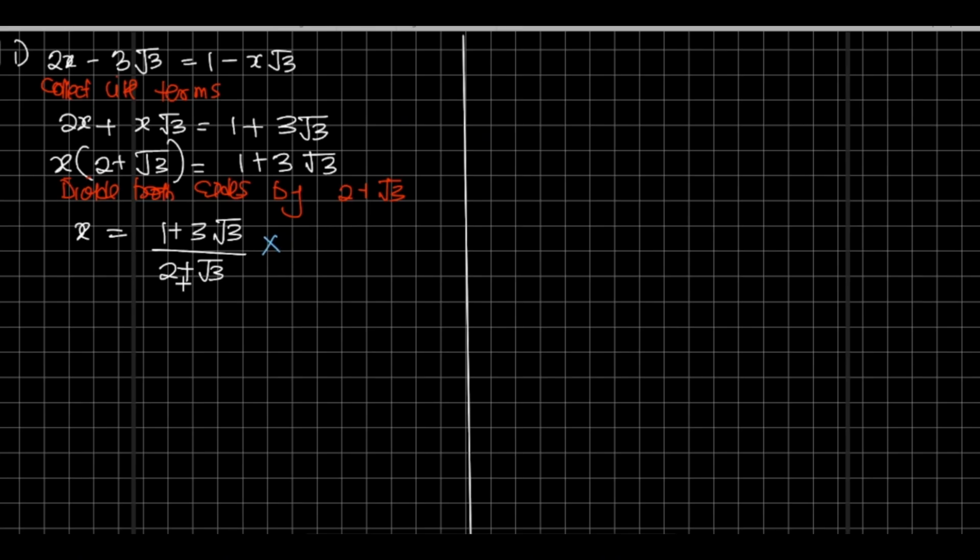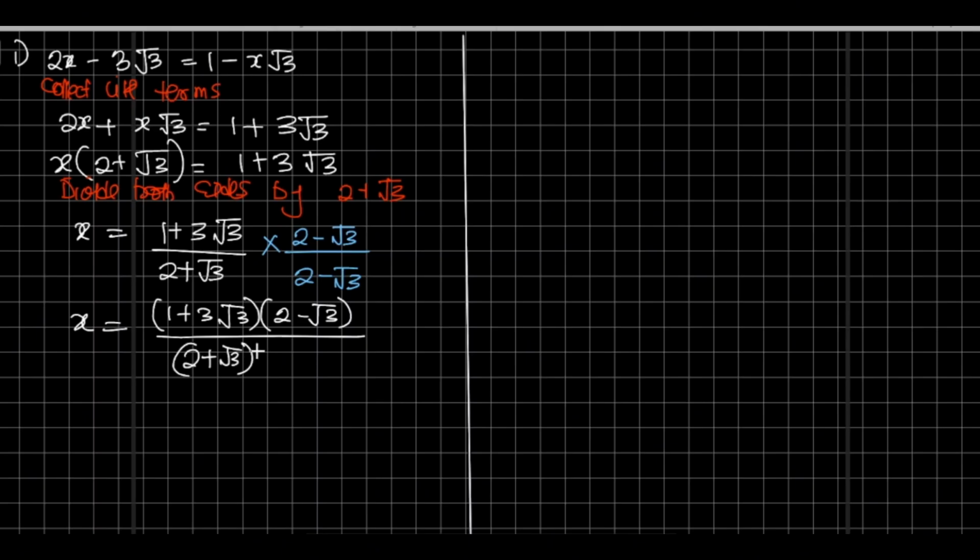We rationalize the denominator by multiplying the numerator and denominator by the conjugate. So that will be 2 minus root 3 all over 2 minus root 3. If we expand, let's write it out: 1 plus 3 root 3 times 2 minus root 3, all over 2 plus root 3 times 2 minus root 3. We can now expand the numerator and denominator accordingly.